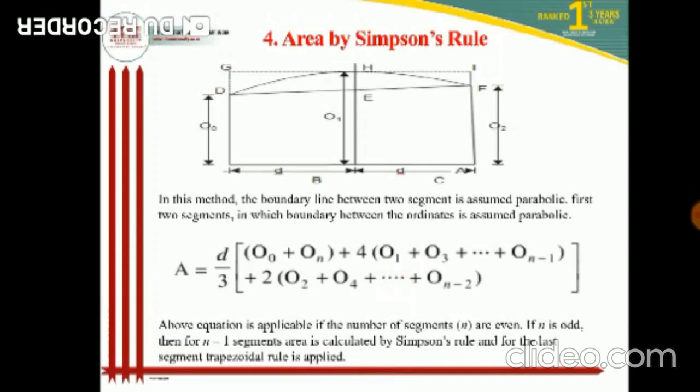We have to add the area of segments 1 to 6 by Simpson rule plus the area between 6 to 7 by trapezoidal rule to calculate the whole area of the field. This is the basic thing, the main thing of this Simpson rule.